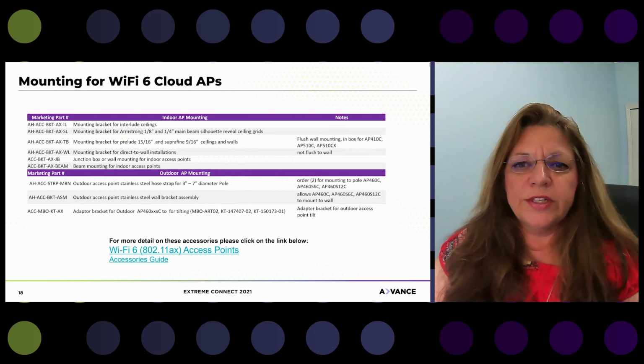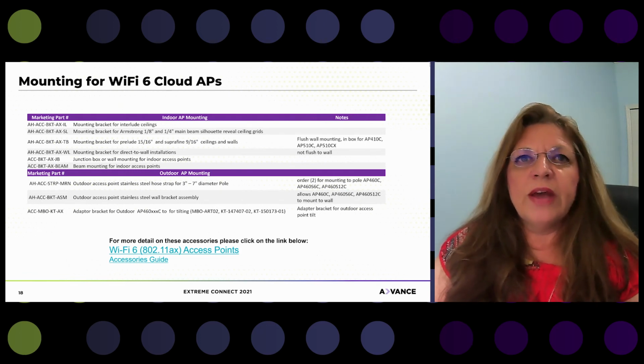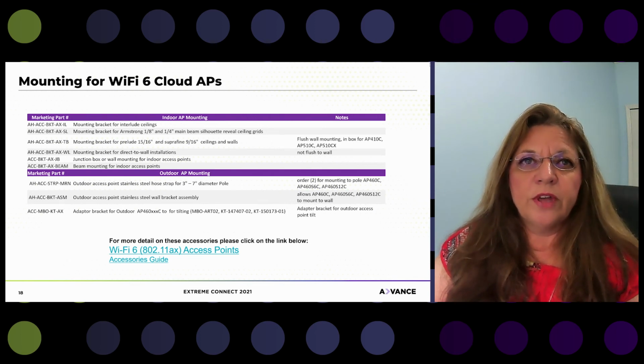I just wanted to point out, we have an accessory guide with everything detailed, and the data sheets are also updated with the accessories. I wanted to mention indoor mounting. The AP410C ships with a -TB bracket in the box, so you would just buy spares, or if you have a different mounting option. The AP305C and CX has tabs, or what I call built-in mounting, for 15/16 deployment in the beam. If that's not a deployment option for you, then you have to order a separate accessory. For the AP460 in the outdoor series, you have to order your own mounting gear for outdoors.